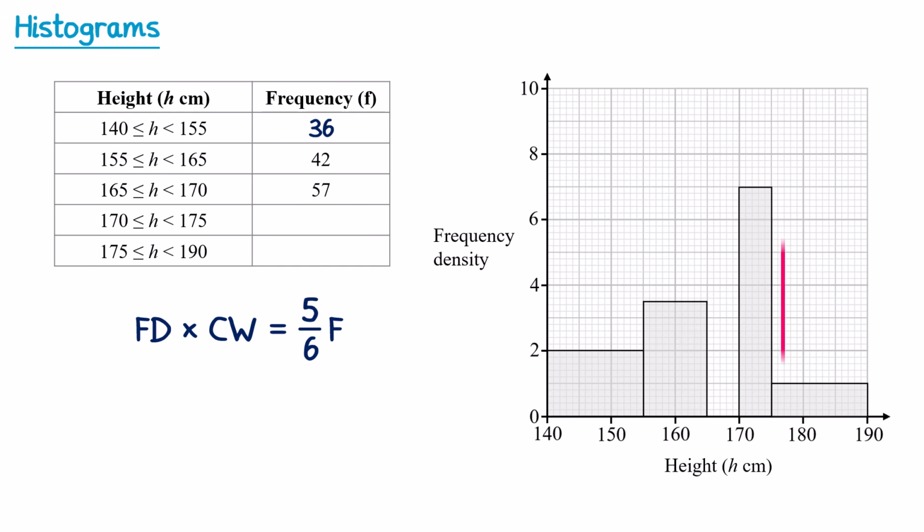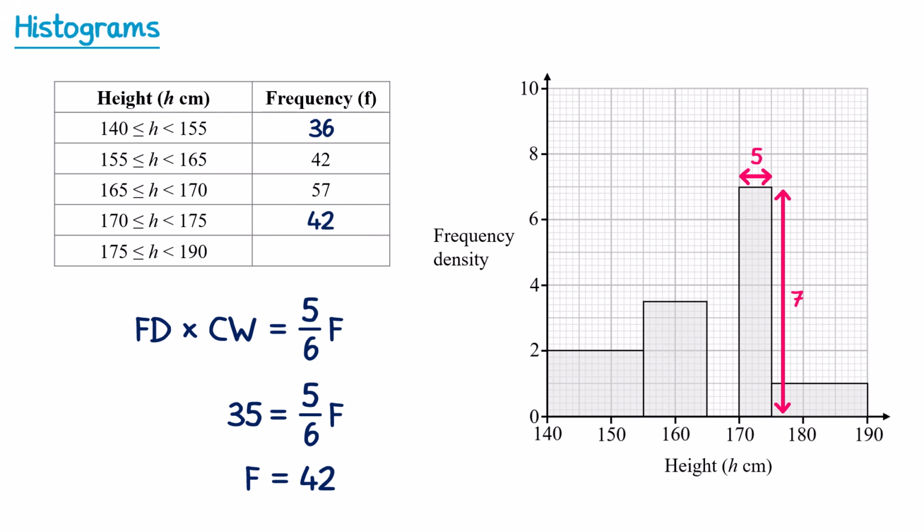This one here has a frequency density of 7 and a class width of 5. So if we substitute those in, we have 7 multiplied by 5 is equal to 5/6 of the frequency. 7 5s are 35, and if you solve this equation, you'll find that f is equal to 42. So for this bar, the frequency is 42.